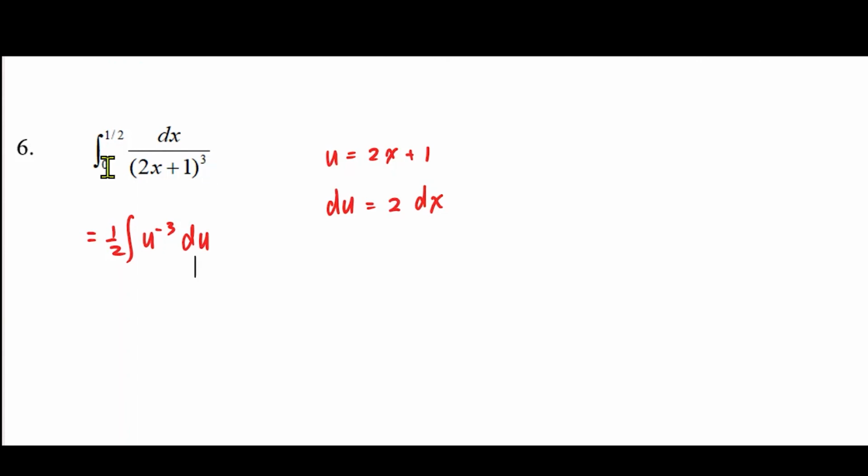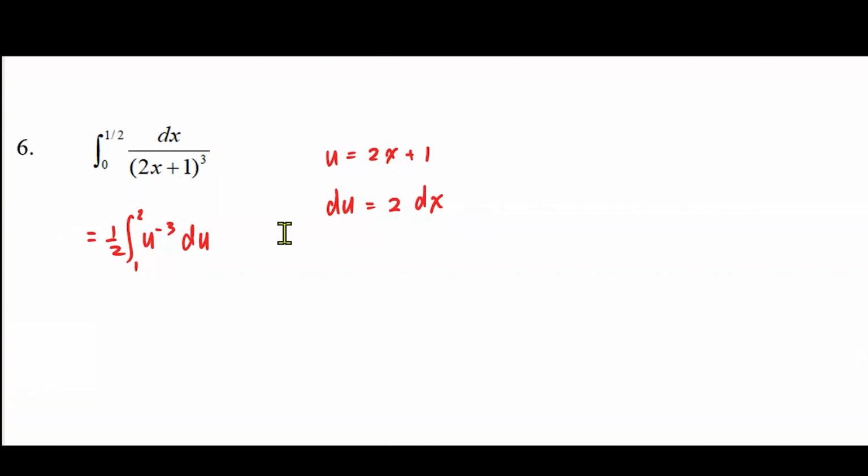Now we have to change the limits of integration. When x varies from 0 to 1/2, u will vary. Substitute 0 here, so u will start with 1. See, when x is 0, u is equal to 1. You get it? This is where we get it. This is a relationship between u and x. And when x is equal to 1/2, put 1/2 here, then we get 2. Are we good?